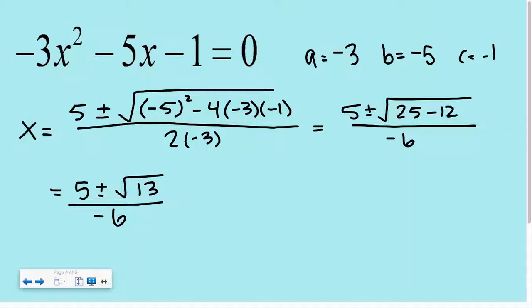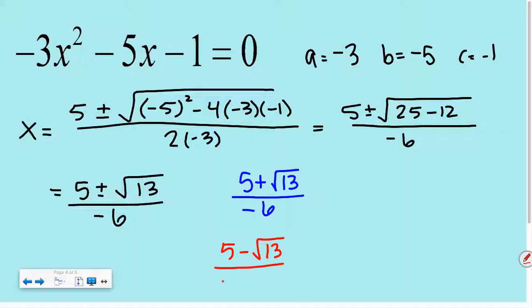No. So you're going to need your calculator here in order to find your two solutions. If it's not a perfect square, then you're going to have a decimal answer. So one of them, you'll punch in 5 plus the square root of 13 divided by negative 6. And then the other one, you'll do 5 minus the square root of 13 divided by negative 6. You have to be careful with your calculators. You must watch your parentheses.